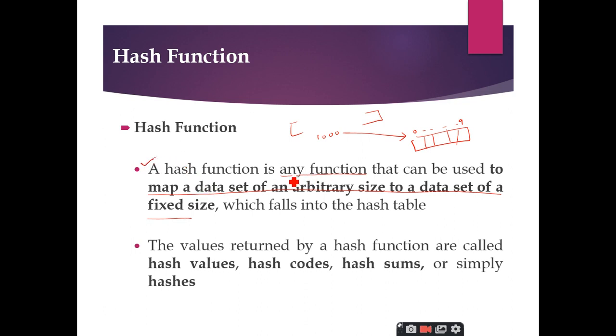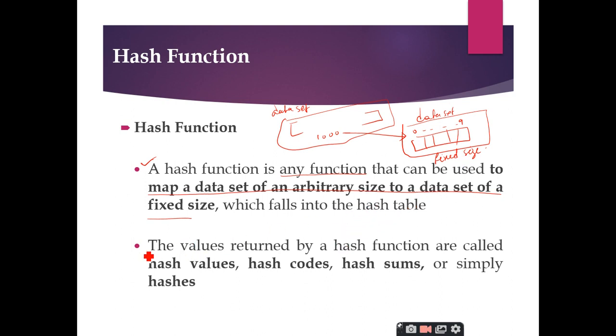So the hash function is any function in the mathematical concept. You can make use of this hash function to map the data set of an arbitrary size. This is arbitrary size. You can take anything. This is the data set of arbitrary size, and we are going to map this data set of arbitrary size into a data set of fixed size. Is it clear?